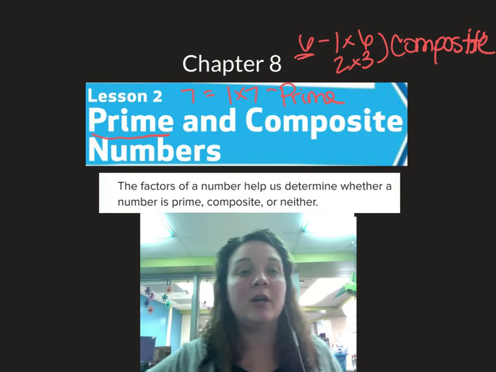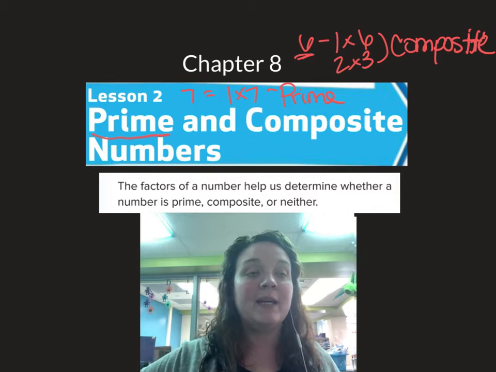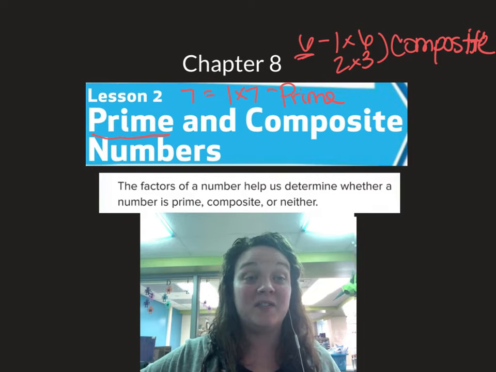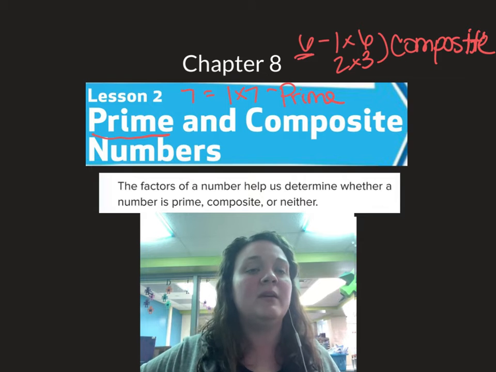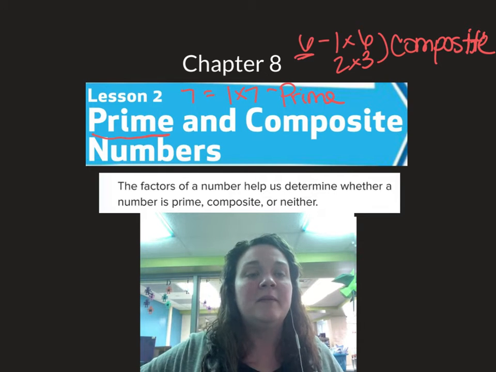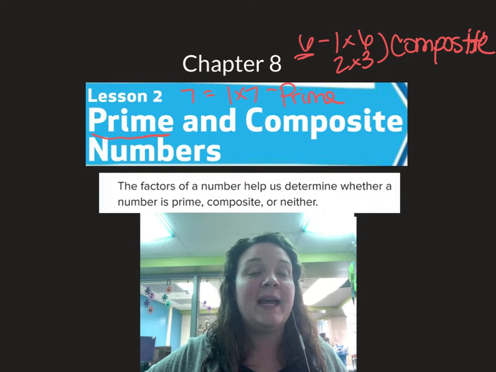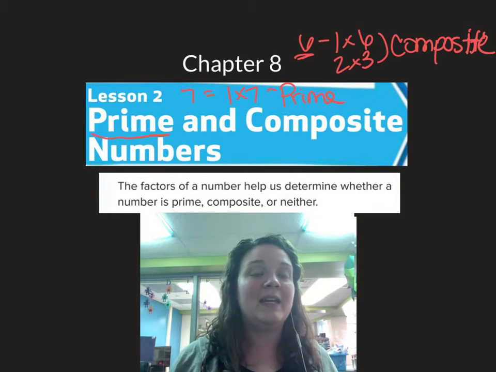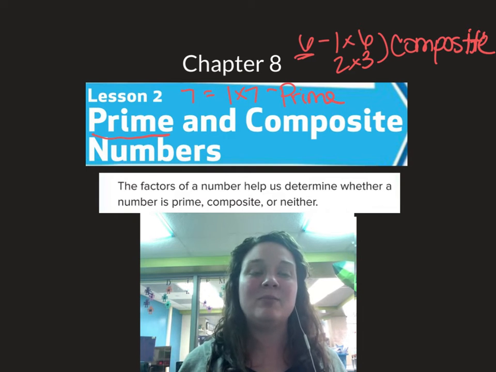Now, make sure that you really rack your brain when you're trying to figure out if a number is prime or composite, because there are numbers like 51. 51 seems like, oh, that must be prime. I don't know any numbers that go into 51, right? But it's not. So you really need to check different numbers to make sure it's really prime. There are not very many prime numbers out there. So let's get started.